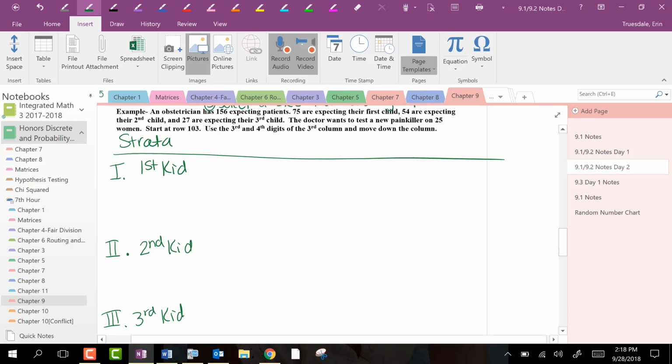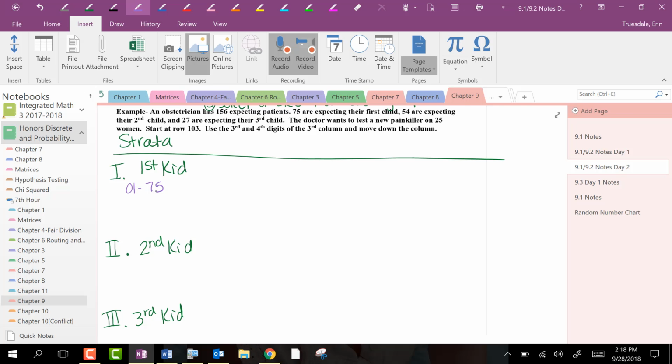That's total, yeah, so 75. Okay, so we're going to let 01 through 75 represent any of those numbers that are giving us this first kid here. We need to figure out how many people we're going to need to pull from this group of the first kid.